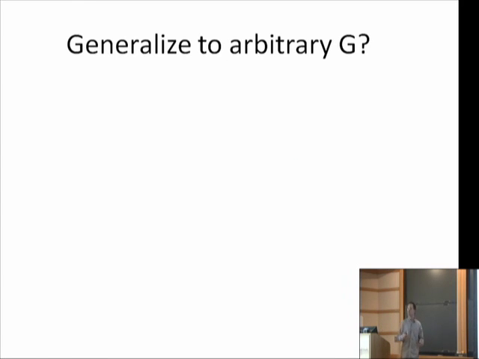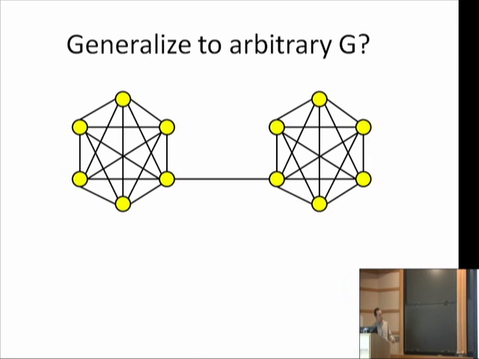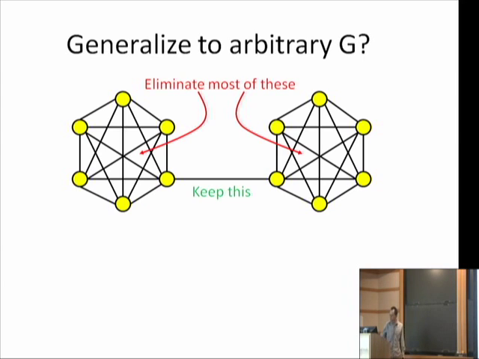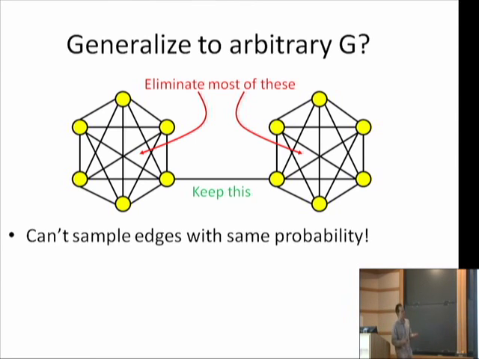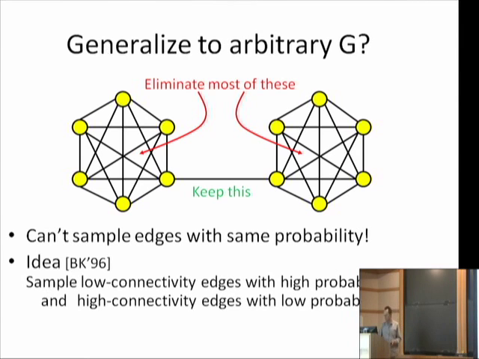So how do we generalize this argument to arbitrary graphs G? These ideas are due to Benczúr and Karger. So consider this example, the standard dumbbell example. In this example, we want to eliminate most of the edges here, because this part's very dense. But we don't want to eliminate this edge here, because it's crucial for connectivity between the two pieces. So what this suggests is that we can't sample all the edges in this graph with the same probability. We want to do some sort of non-uniform sampling. Their idea was to sample the low connectivity edges with high probability and the high connectivity edges with low probability.